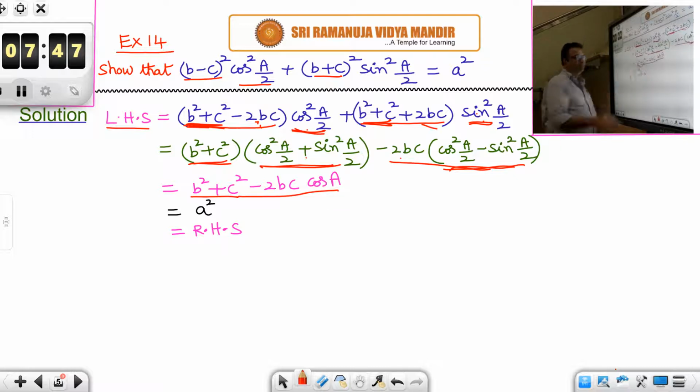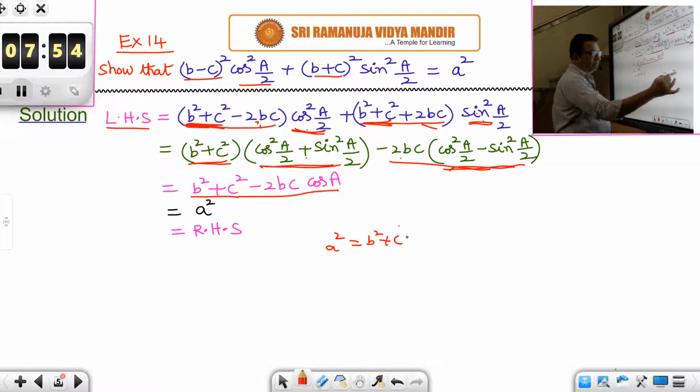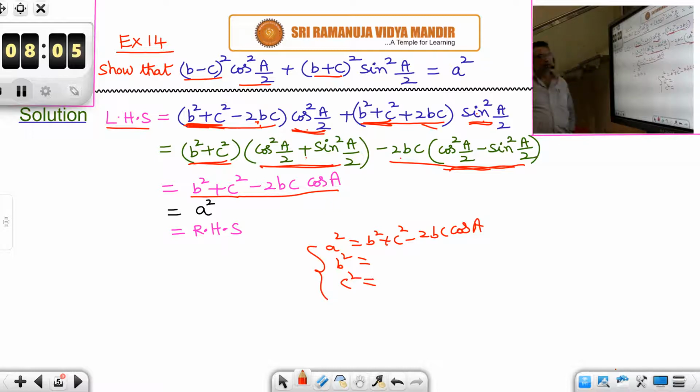And this is nothing but cosine rule for a square. See, cosine rule, a square is equal to b square plus c square minus 2bc cos A. That is the first formula in the cosine rule. Similarly, b square another formula, c square another formula. Every formula comes 3 times, because triangle has 3 sides and 3 angles. Every formula, similar formula comes 3 times. So this is nothing but cosine rule for a square. Okay. So that is the right hand side. Let us see the next example.